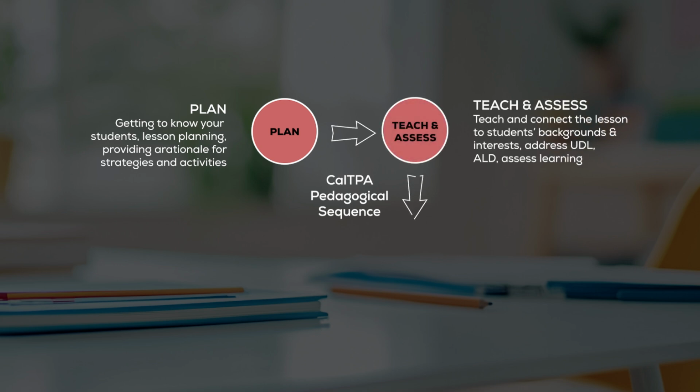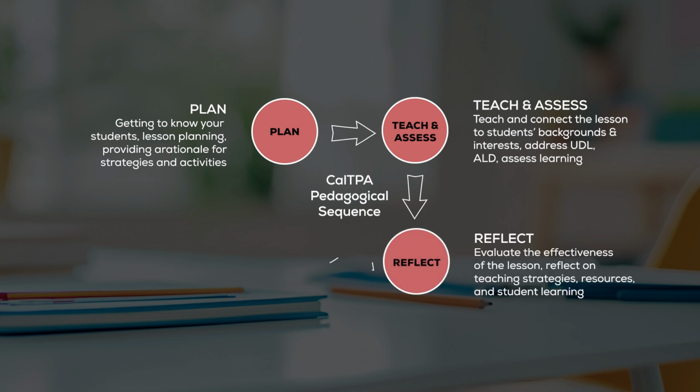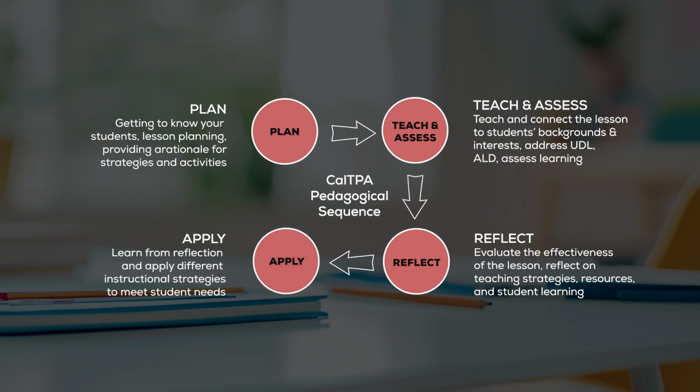In this part of the sequence, candidates teach and video record their lesson, demonstrating effective teaching behaviors, and also they assess student learning. Number 3, reflect. In this part of the sequence, candidates reflect on the effectiveness of their teaching and assessment of student knowledge, and then identify what was done well and what can be improved. And 4th, apply. Here, candidates explain what instructional changes or adaptations can be made to the next lesson.